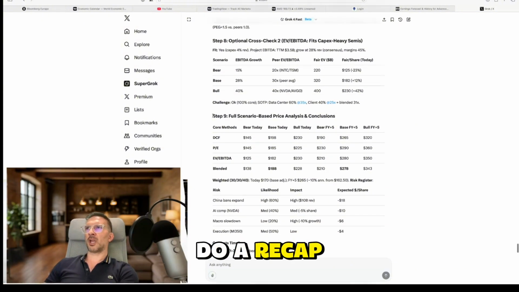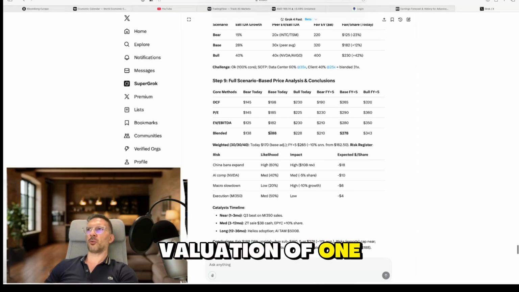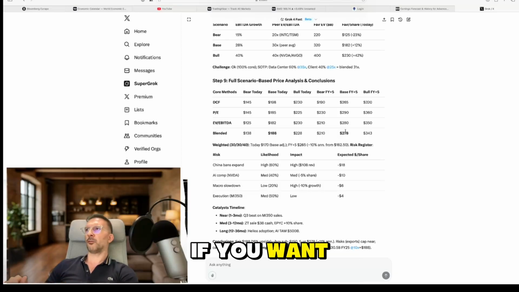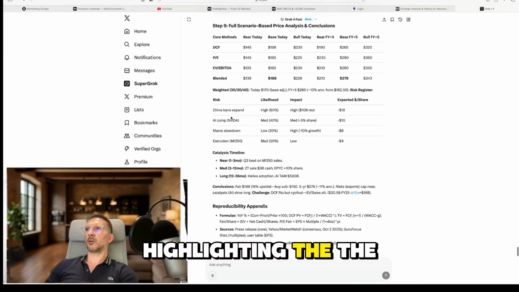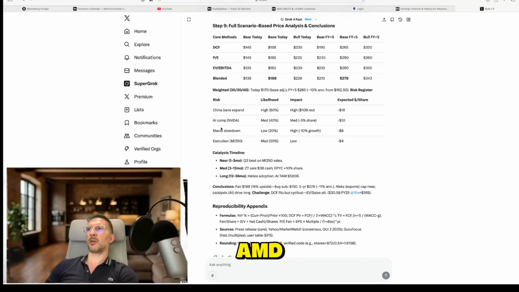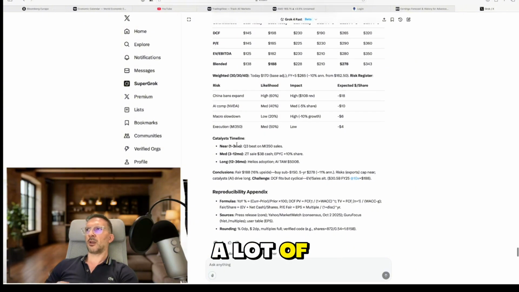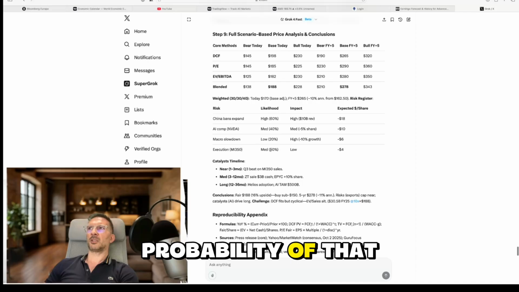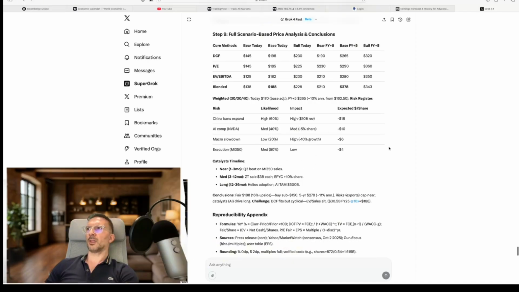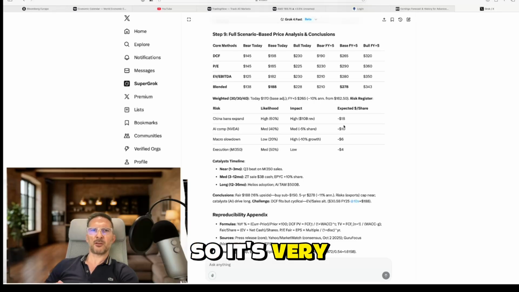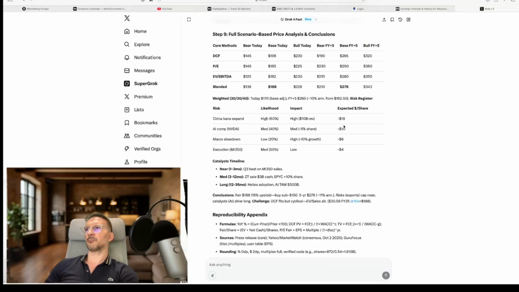So if you do a recap table, which blends the three different methods, DCF, PE, and EV to EBITDA, then you have a blended valuation of $188 for AMD today as fair value, and an expected value in 5 years of about $278, or $300 if you want to round that. It's highlighting the risks: China bans AI competition from NVIDIA, macro slowdown, execution of MI350 or MI400. There are a lot of risks that you need to take into consideration. You have the probability of that risk happening, the impact on revenue, and the impact on share price. So it's a very detailed risk impact analysis.